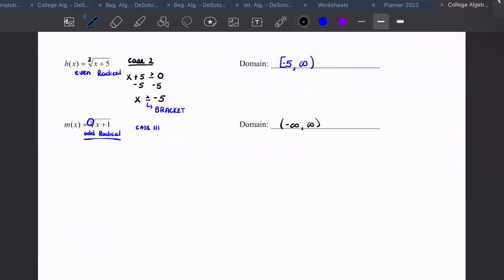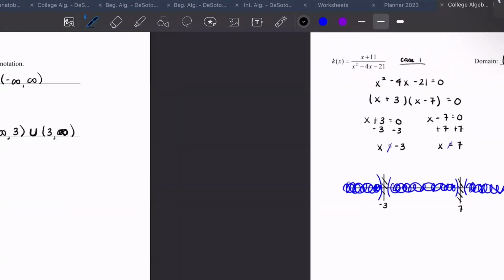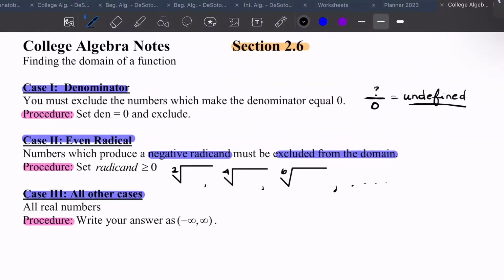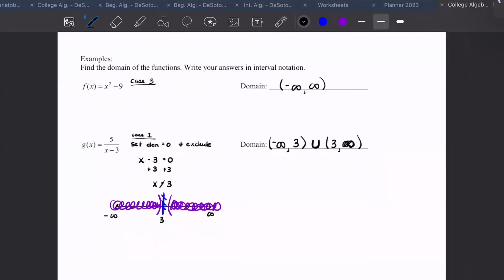So the big point here is this page. As long as you remember case 1 is denominator, you're going to set your denominator equal to 0 and exclude all of those numbers. Even radical means that you'll set your radicand greater than or equal to 0. And then all other cases: if you don't have a fraction or you don't have an even radical, you're going to put -infinity to infinity. So all real numbers you could plug in.